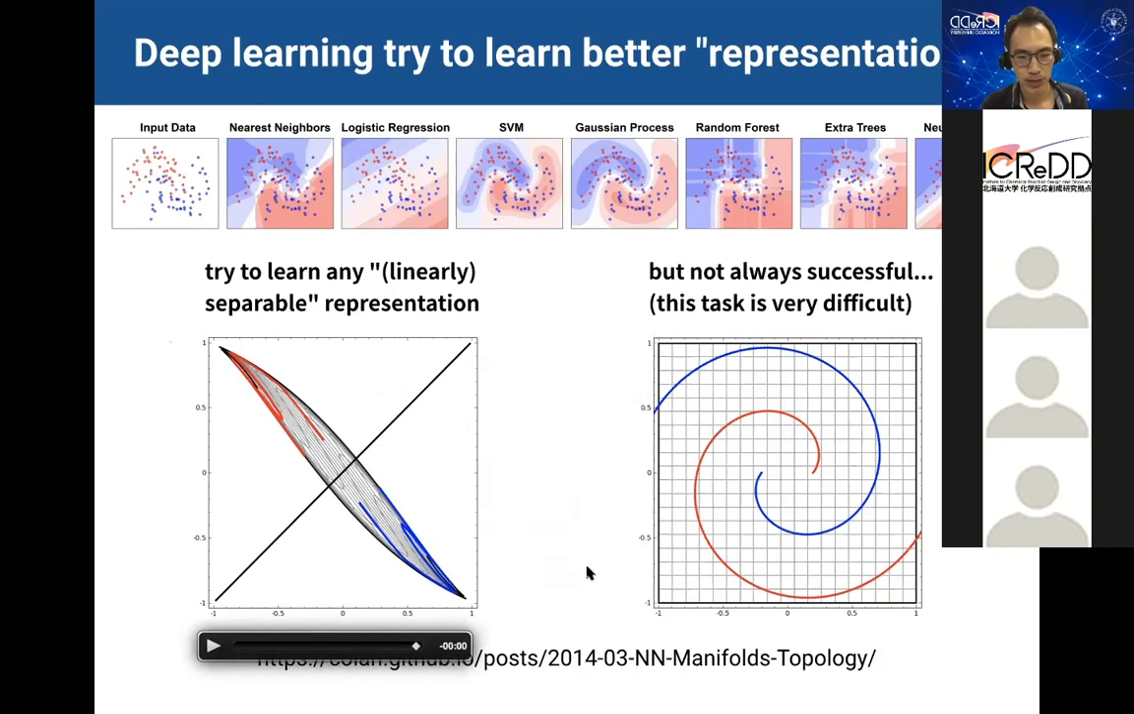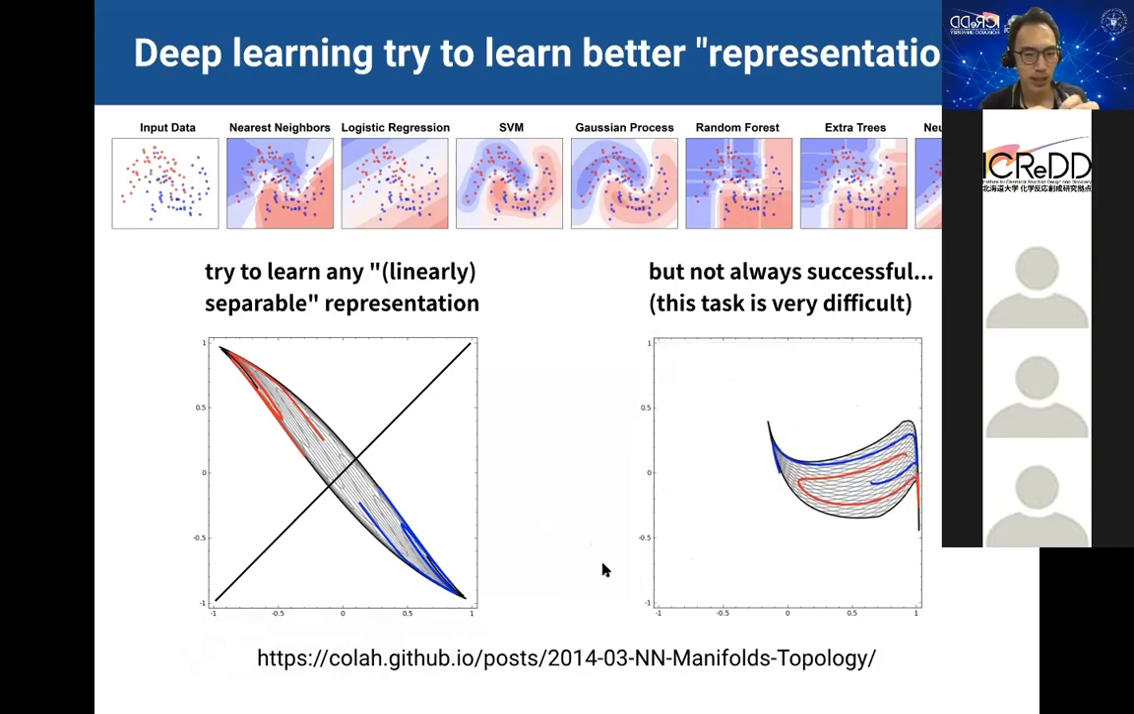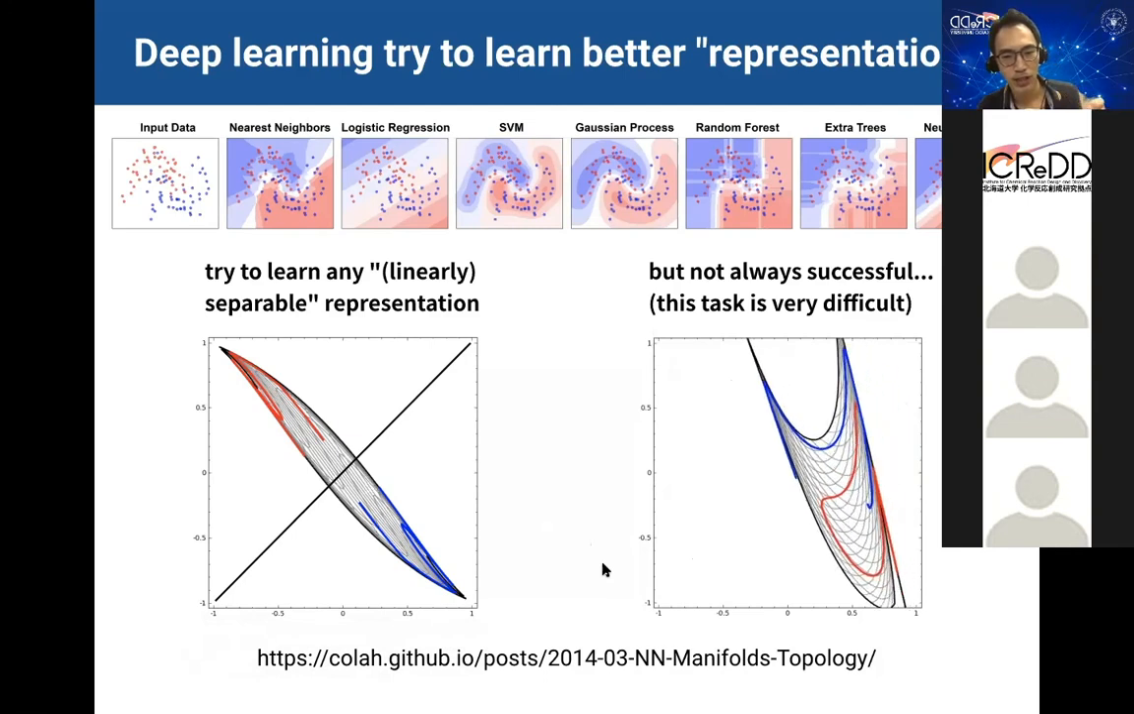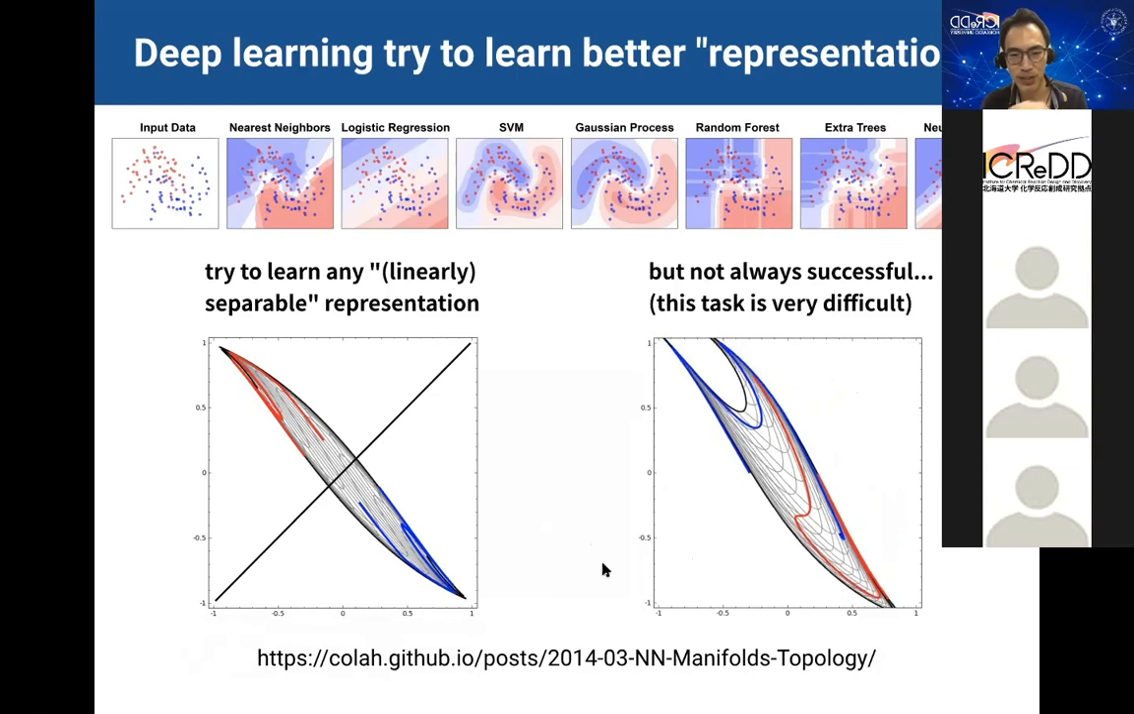So the point is that deep learning works like that. But this approach is not always successful. See this example here. In this case, the blue line and red line show deep learning trying to find a good representation, but it basically failed, and the problem looks more complicated than the original. So in this case, deep learning performs very badly.